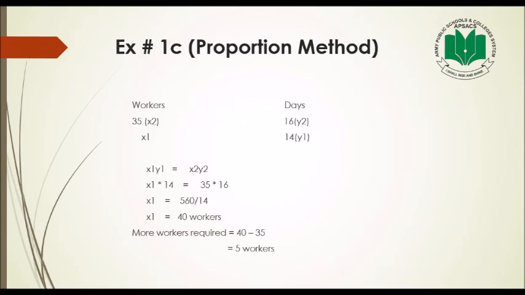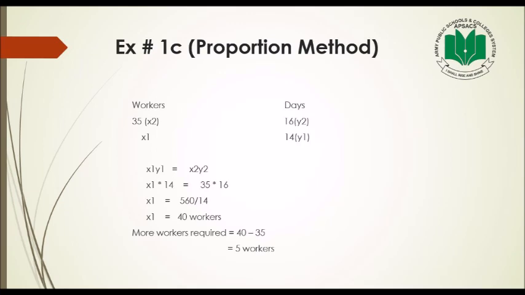Now we start exercise 1C, question number 5. 35 workers are employed to complete a construction project in 16 days. Before the project starts, the boss of the company is told that he needs to complete the project in 14 days. Assuming that all the workers work at the same rate, how many more workers does he need to employ in order to complete the project in time?